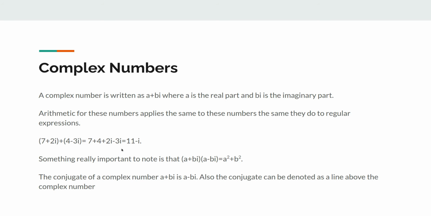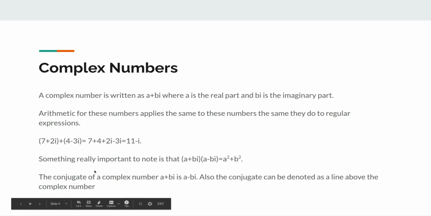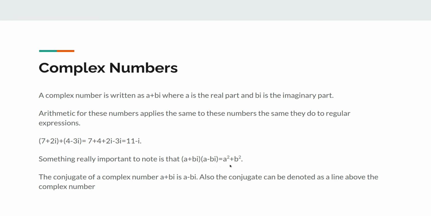Okay, and something really important to note is a plus bi times a minus bi is a squared plus b squared. You might have seen a similar expression for a squared minus b squared, but there's no i. So a squared minus b squared is a plus b times a minus b.